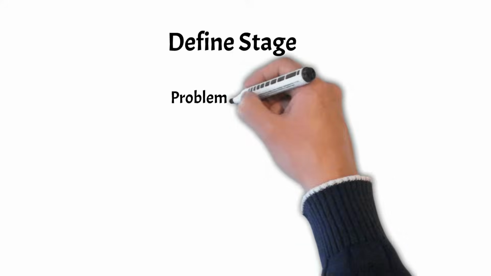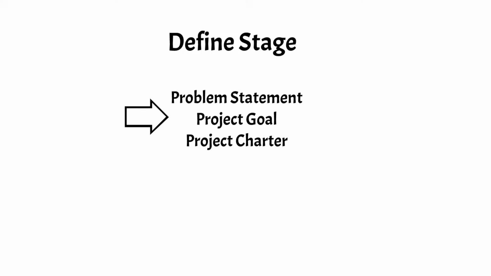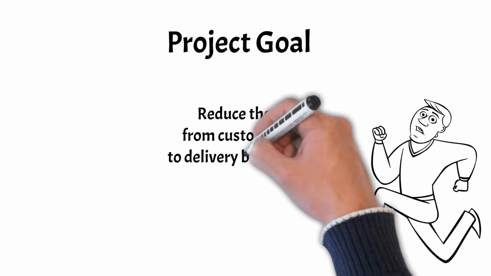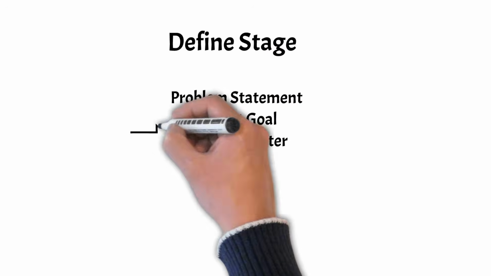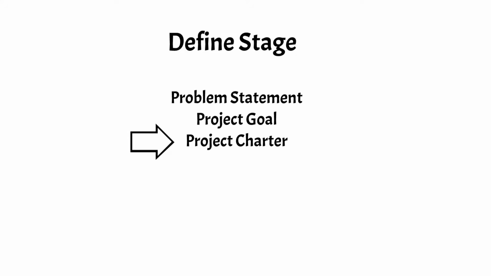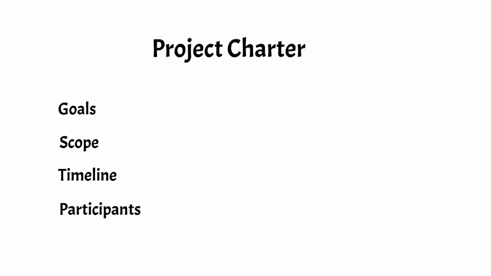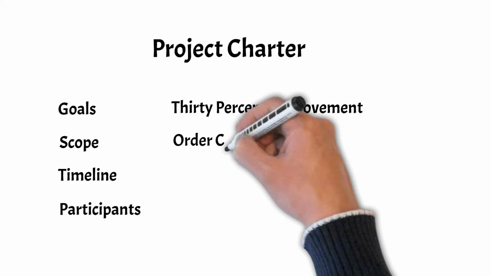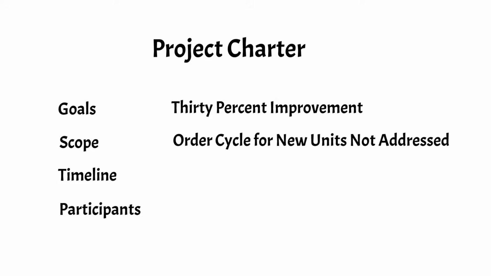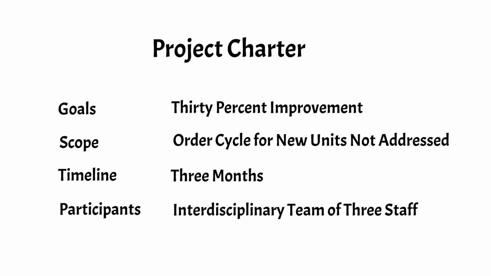The project goal is to reduce the time from customer orders to delivery by 30%. A project charter is a statement of a project's goals, scope, timeline, and participants. The Evercool goal just expressed is a 30% improvement in the fulfillment cycle. The charter also expresses scope, what needs to be done and what does not. For example, the order cycle for new air conditioners will not be addressed. The timeline is 3 months. Finally, an interdisciplinary team of 3 staff has been assigned to the project.